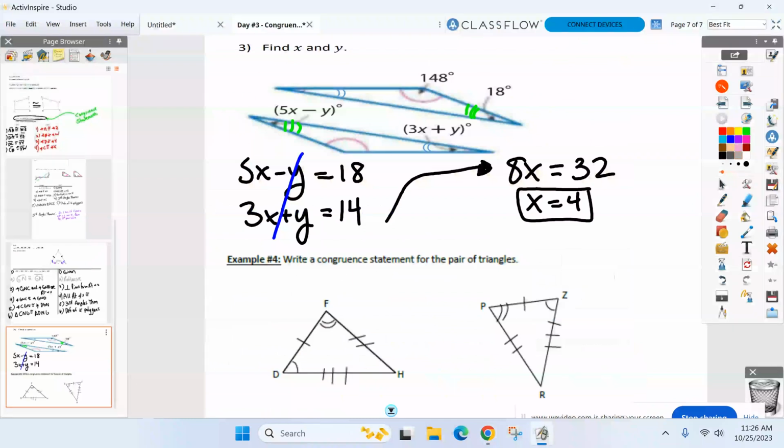Plug it into 5x minus y equals 18. Oh, you're going to do that one, huh? Instead of the other one, you're going hardcore. So 5 times 4 minus y equals 18, and then we solve for y. Or again, if you don't like that, you can plug it into this one. You're going to get the same result. And we end up with y equal to 2.